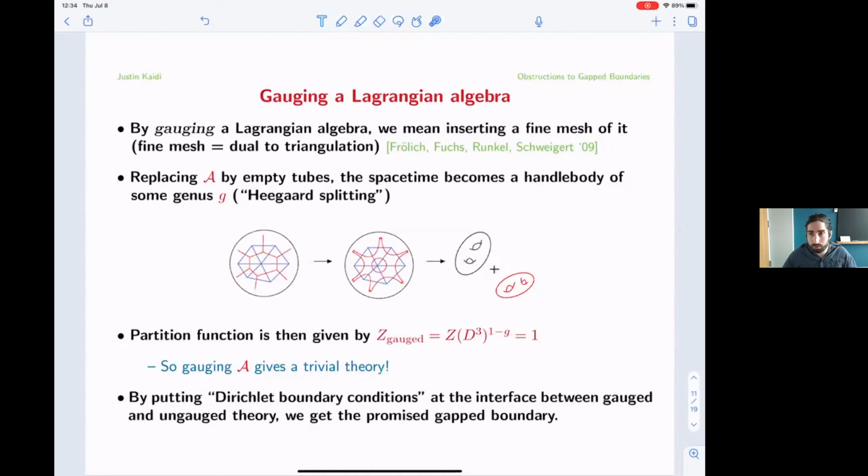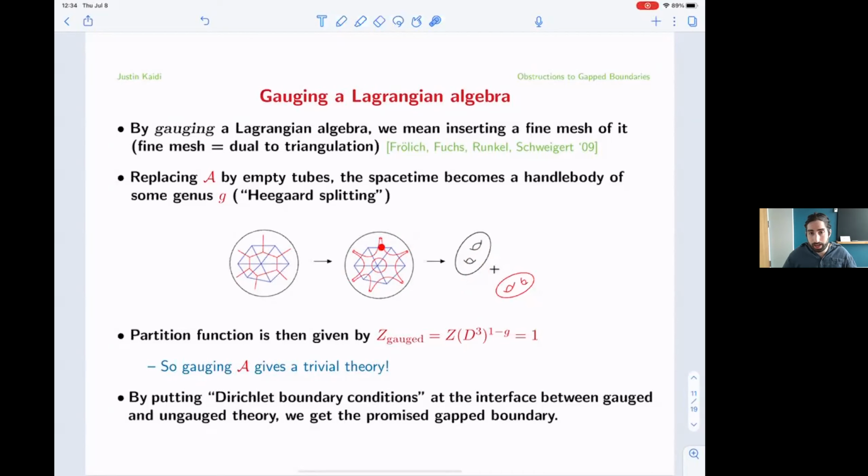Now let's show that this gauged theory with the mesh is the trivial theory. The way we see it is easy. We just replace the mesh with the empty tubes. Here I've excised this interior piece, which is really just some handle body. I've removed some handle body, and what is left over is actually another handle body.